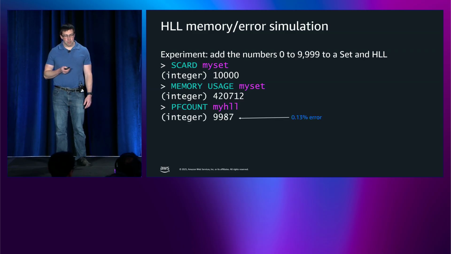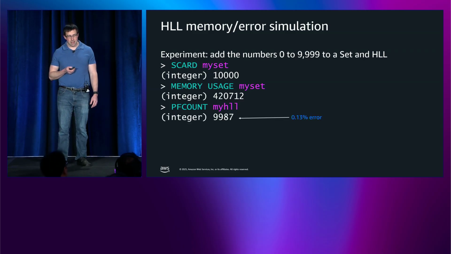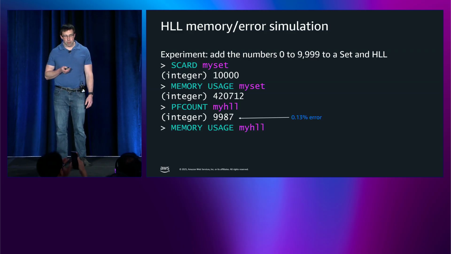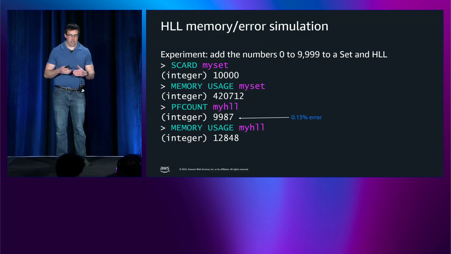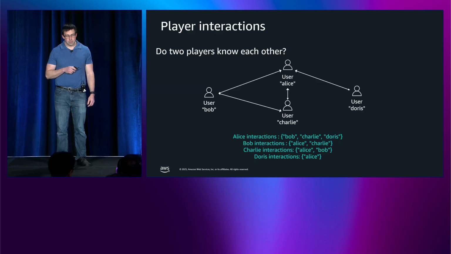Whereas doing the same thing with a HyperLogLog, I got back 9,987, so a 0.13% error. But the memory usage here is 12 kilobytes. So you can see that that 12 kilobytes will not expand beyond that. It's the maximum size of the HyperLogLog, but the set usage would increase with the number of unique users that get added.